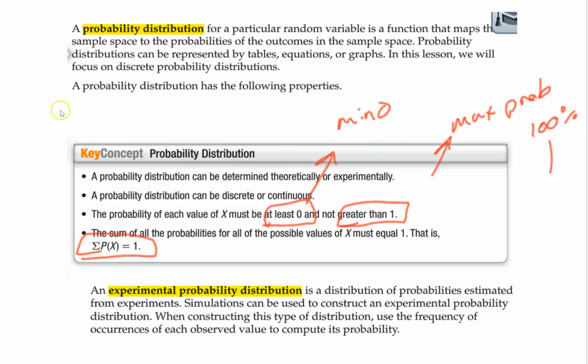So think about flipping a coin, right? So you have heads and tails. Odds of getting heads is 1/2. Odds of getting tails is 1/2. If you add them up, you get 2/2 or 1. Anytime you have probabilities, when you add them up, you should always get 1. Very, very big idea.